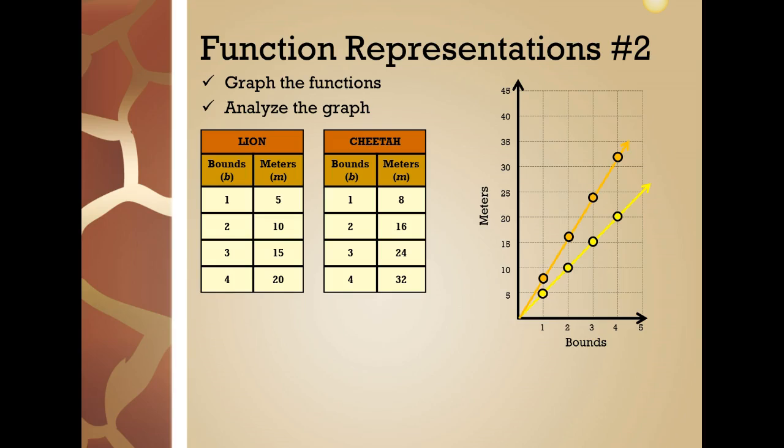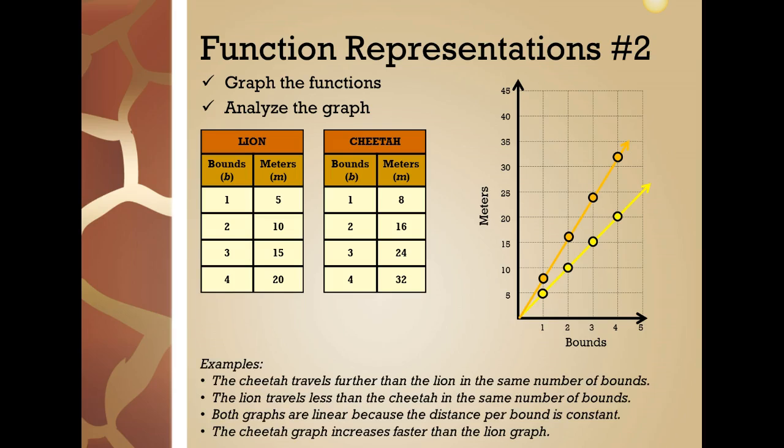Now that we have both of these functions graphed, we can analyze the graph. When we analyze the graph, there are lots of things we can say about it. Here are some examples. The cheetah travels further than the lion in the same number of bounds. The lion travels less than the cheetah in the same number of bounds. Both graphs are linear because the distance per bound is constant. The cheetah graph increases faster than the lion graph. Again, we don't want to just say both graphs go up or both graphs are lines, because that doesn't tell us much. When we analyze the graph, we need to talk about the data the graph represents.